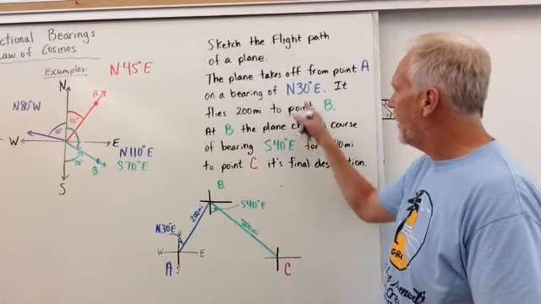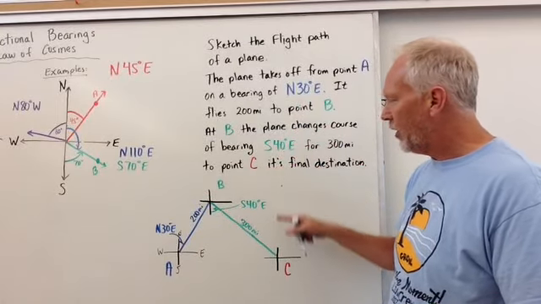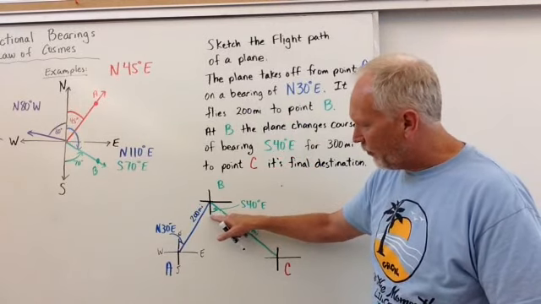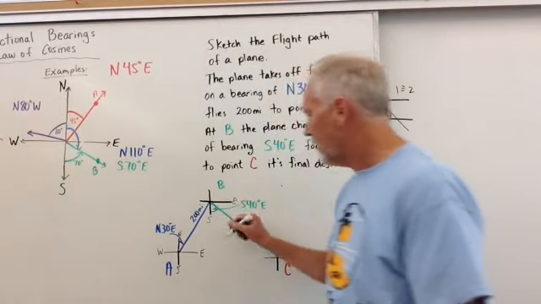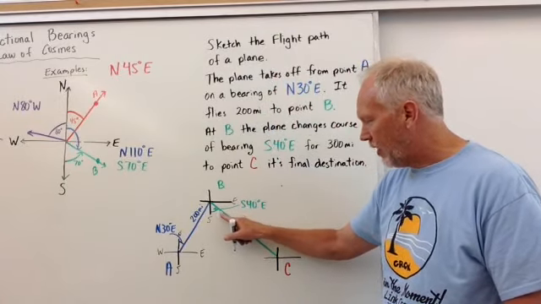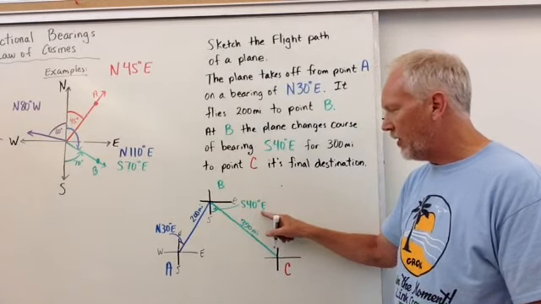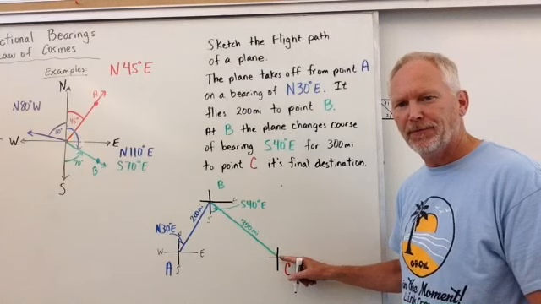Now at point B, the plane changes course on a bearing of south 40 degrees east. So if I go from the south, here's south, and east, it goes 40 degrees east of south. So then I am here, south 40 degrees east, and it heads there for 300 miles.